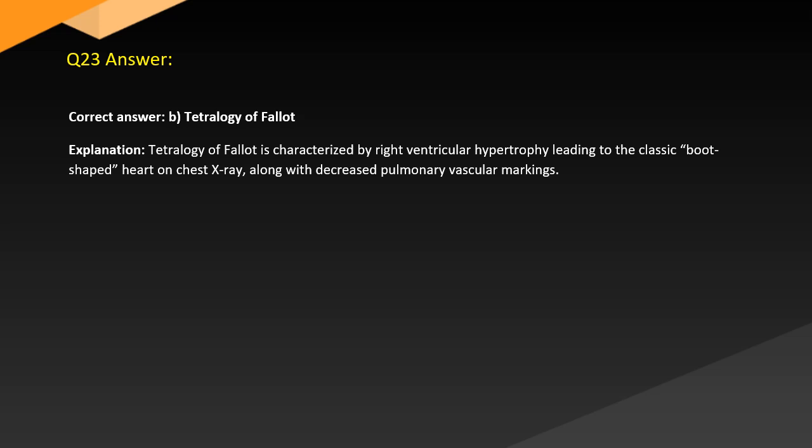Answer. Correct answer: B. Tetralogy of Fallot. Explanation. Tetralogy of Fallot is characterized by right ventricular hypertrophy leading to the classic boot-shaped heart on chest X-ray, along with decreased pulmonary vascular markings.